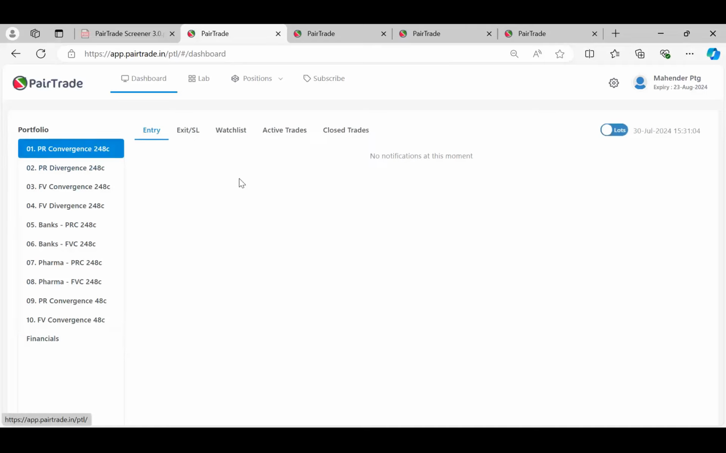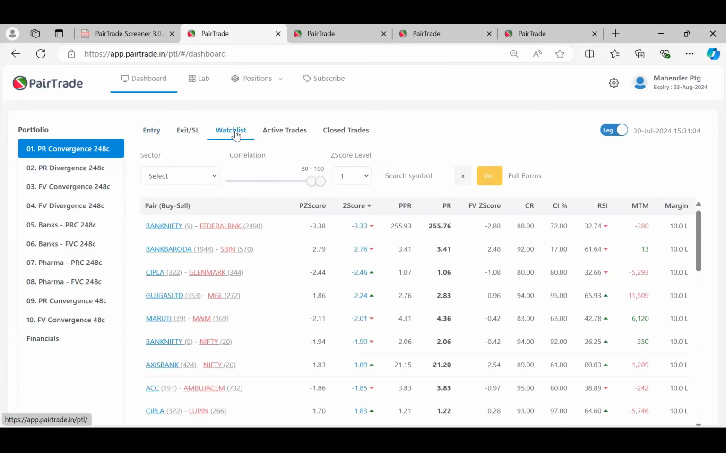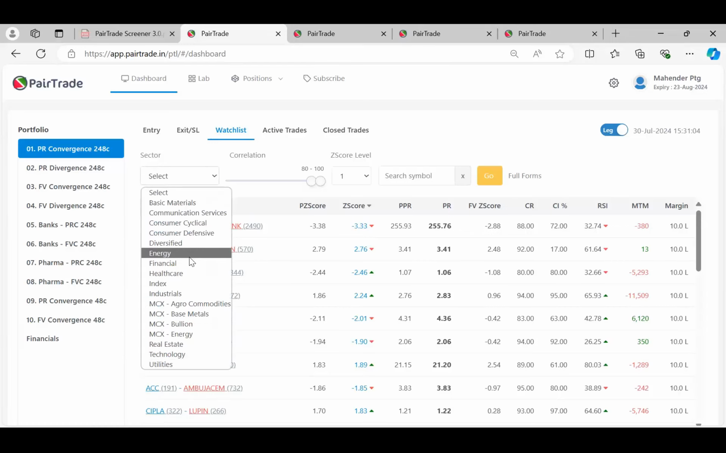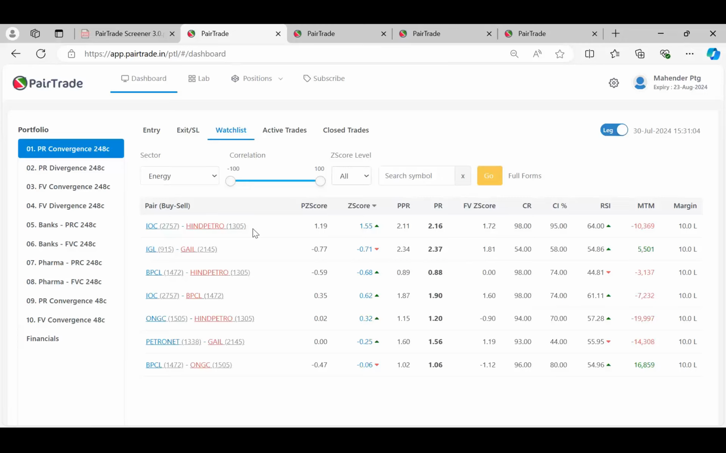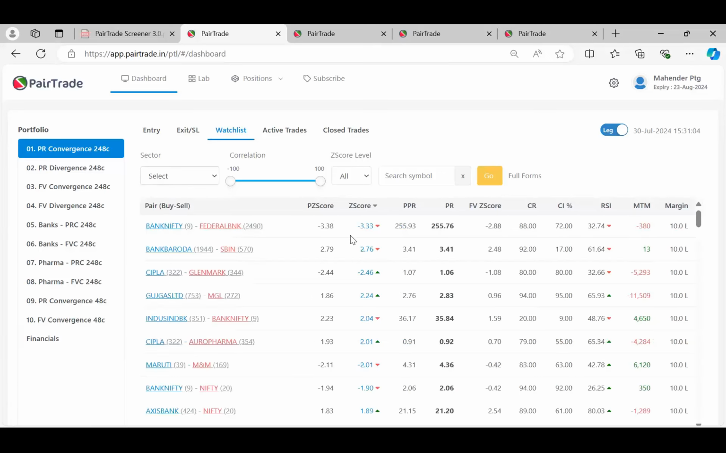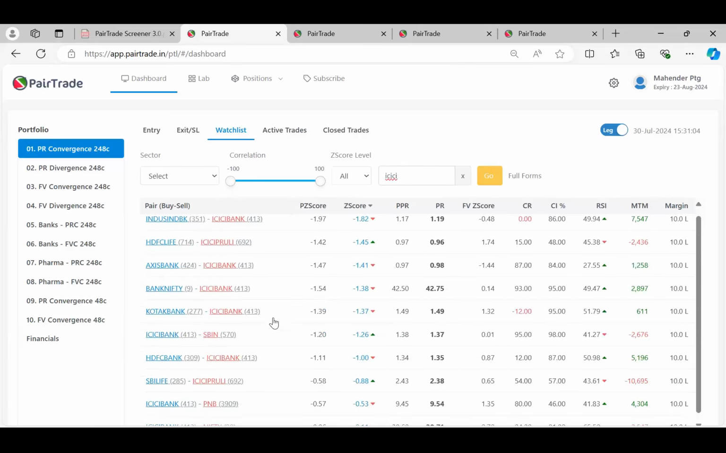Similarly, there is a watch list. Each pair, where it stands. So Bank Nifty Federal Bank is at 3.33. I can filter by sectors. I want, say, energy, with this combination 80 to 100. If I want everything, I can just say all combinations. So these are the filters I can use. I'll say select. With all filters I can do a search. I want to see all pair combinations with ICICI.